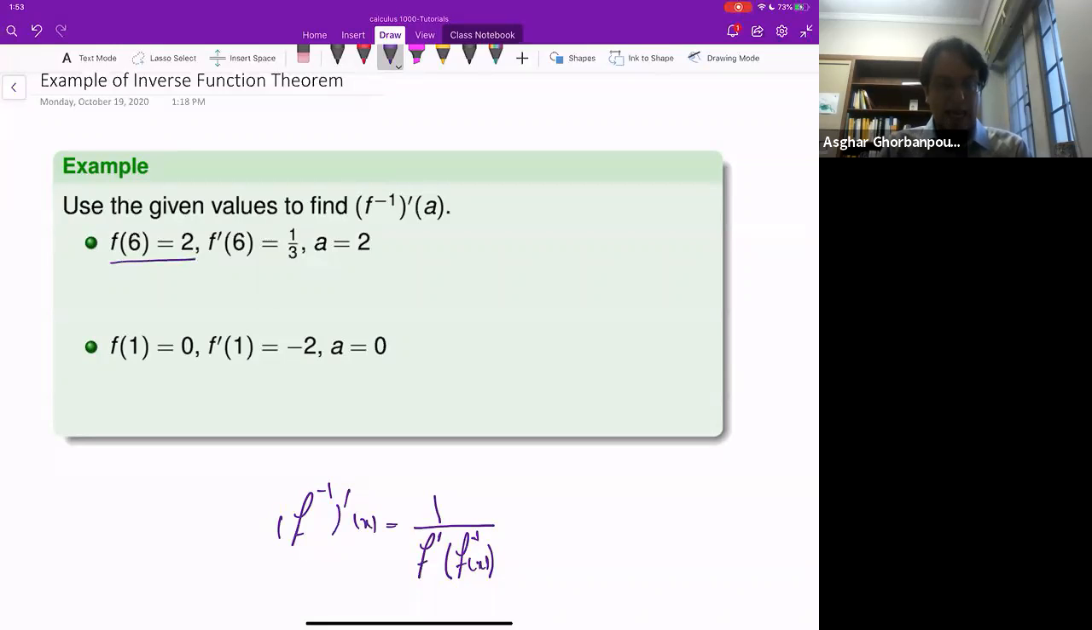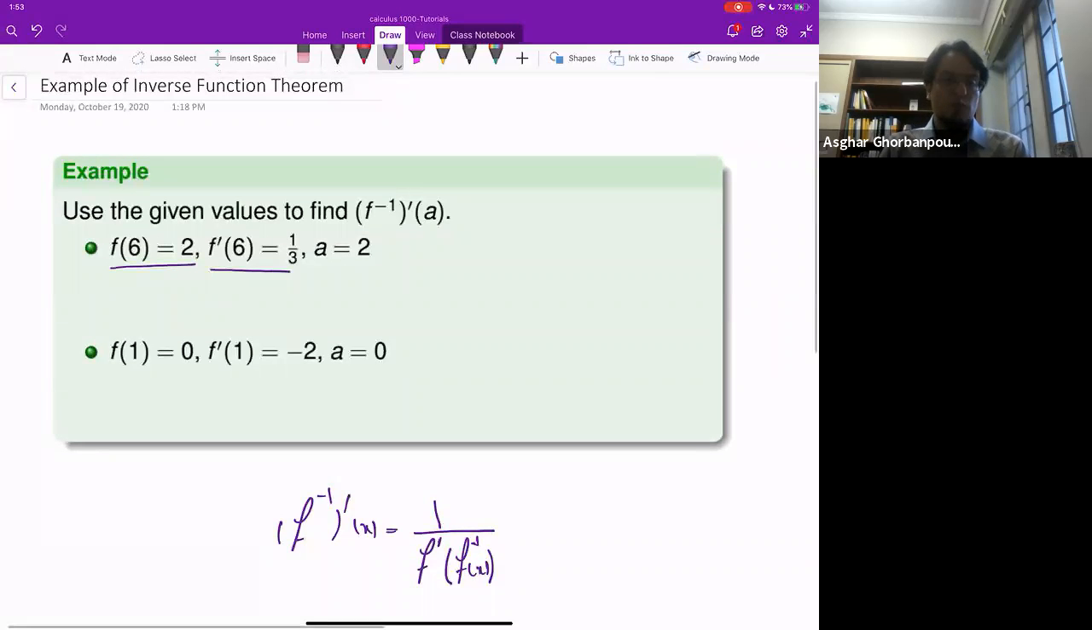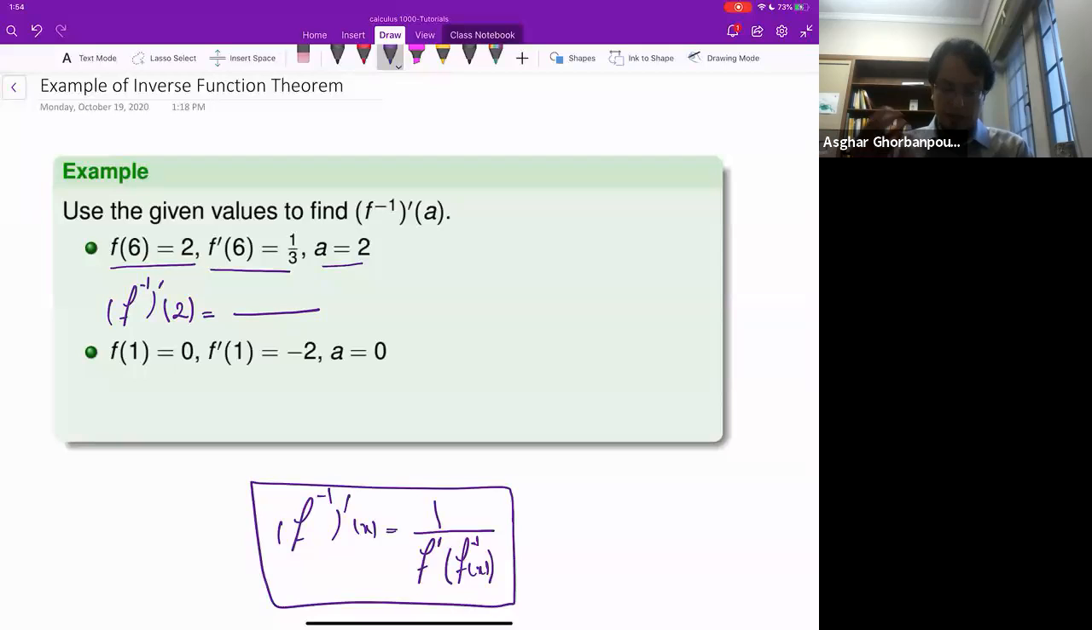So f at 6 is 2, f prime at 6 is 1/3. Find the value of the derivative of f inverse at 2. You see derivative of f inverse, you write down the inverse function formula, the formula that the theorem gives us: 1/f prime at f inverse of 2. Now, I need to know what is f inverse of 2. So this is something that I have to first figure out.